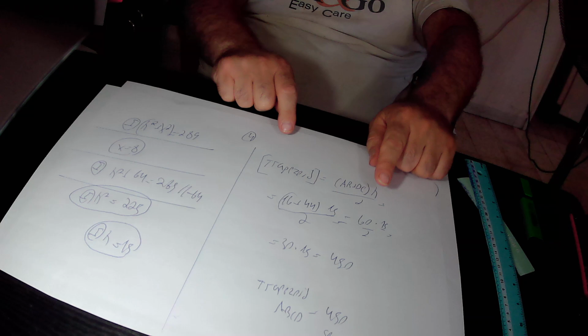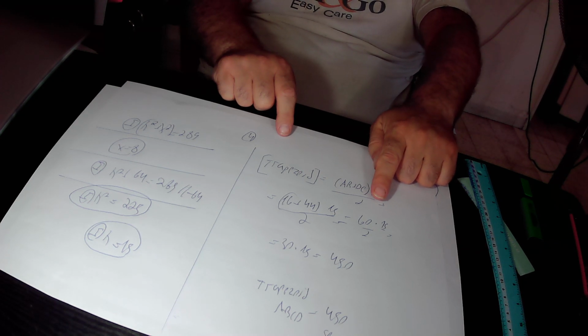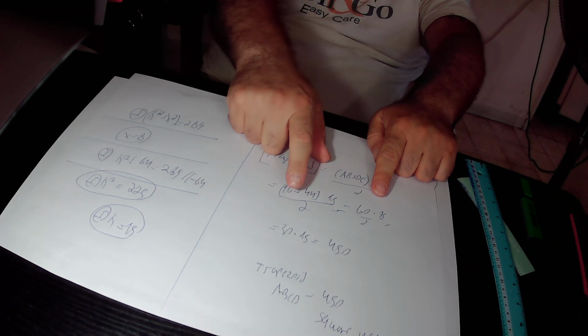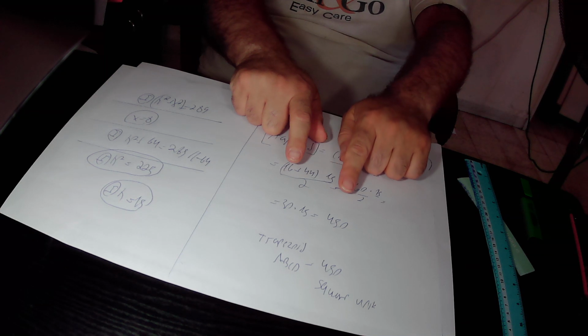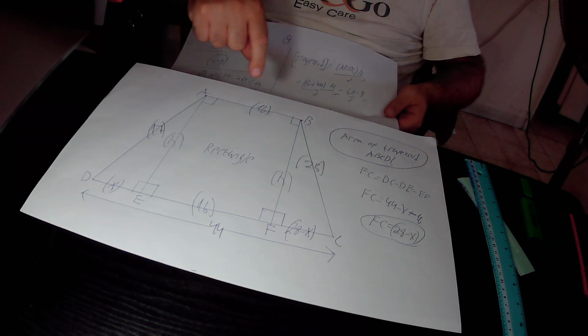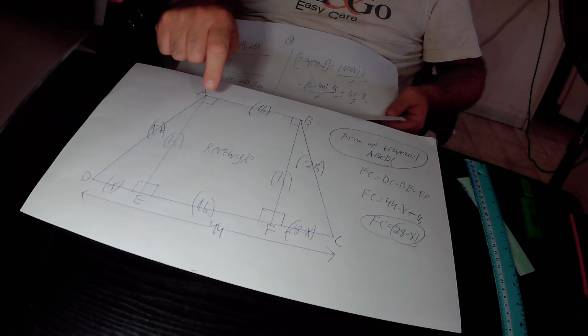16 plus 44 is 60, so it is 60 times 15 over 2. 60 over 2 is 30, so in total this expression equals 30 times 15. 30 times 15 is 450. So in conclusion, we found that the area of this trapezoid ABCD equals 450 square units.